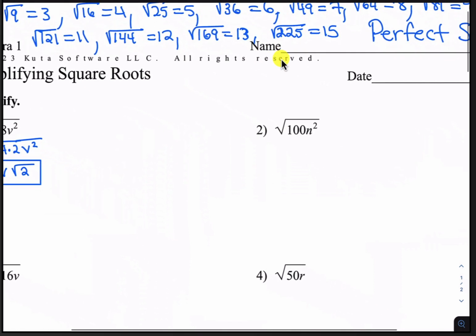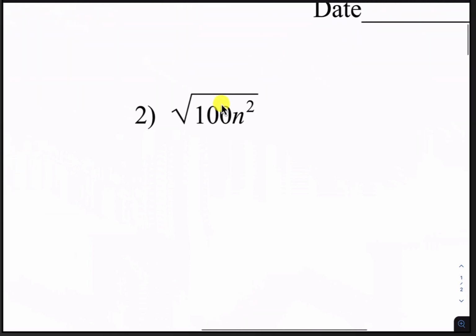Let's look at number 2. The square root of 100 n squared. Well, the square root of 100 is actually 10. So 10 is going to come out, and that's because 10 times 10 is 100. And then for the variable, that's n squared, we'll just divide the 2 by 2. 2 divided by 2 is 1, so that means n to the first power comes out, and our answer is 10n.